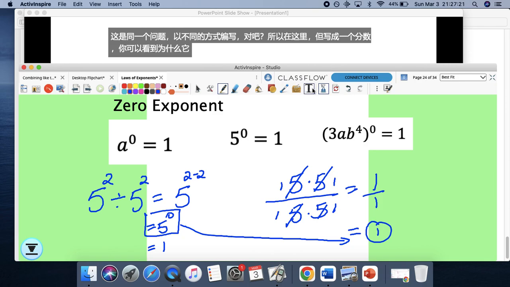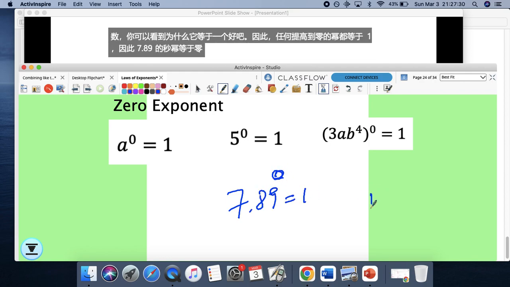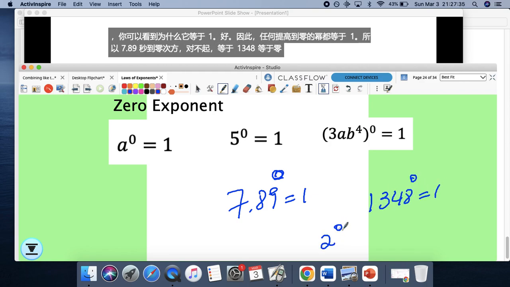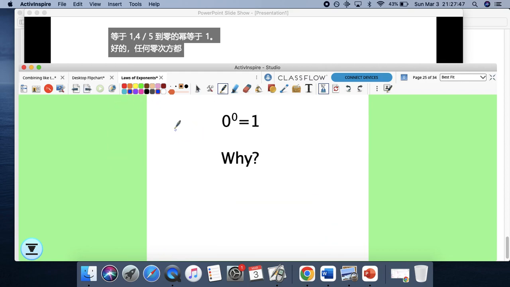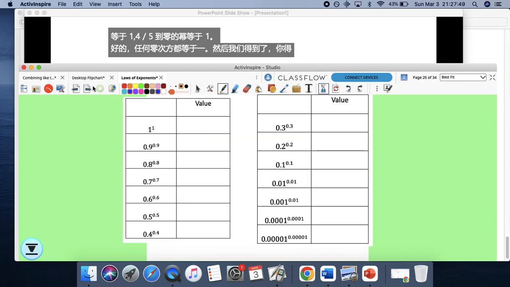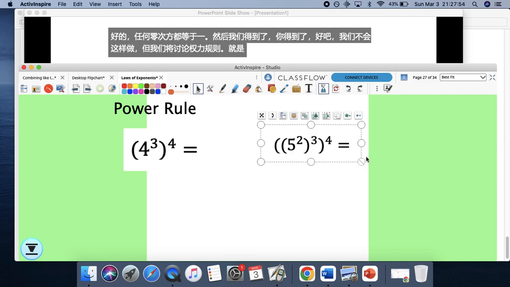Okay, so anything raised to the 0 power equals 1. So 7.89 to the 0 power equals 1. 1,348 to the 0 power equals 1. 2 to the 0 power equals 1. 4 over 5 to the 0 power equals 1. Okay, anything to the 0 power equals 1. And now we're going to talk about the power rule. So that's the last rule you need to know today.